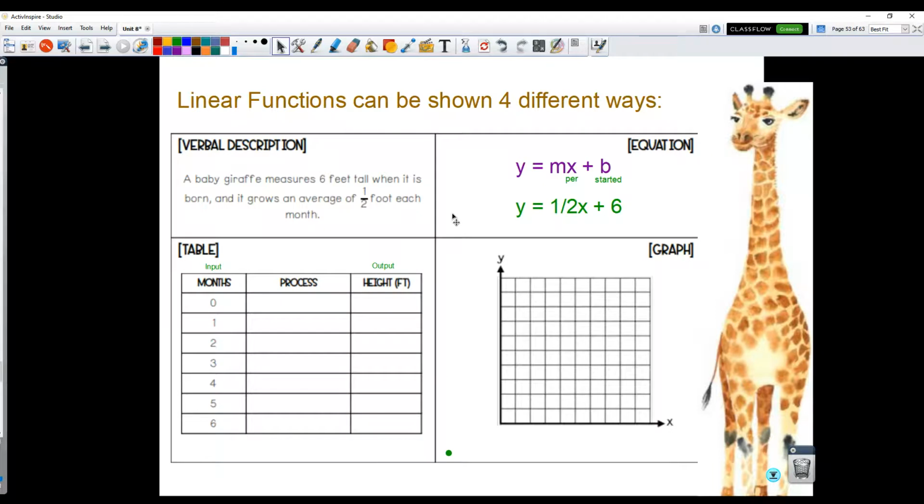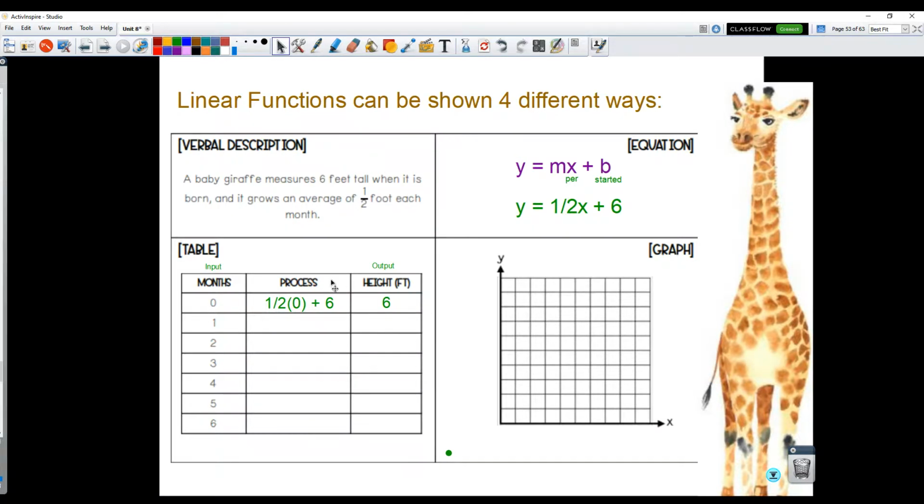Next thing we're going to do is we're going to take this equation and we're going to create a table from the information. So I'm simply taking my inputs and plugging them into my formula. There'll be a process and then getting my output. So if we look, I'm plugging in 0 for my x value and getting my y value, which is 1/2 times 0 is 0 plus 6 is 6.